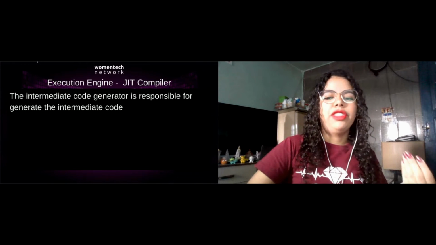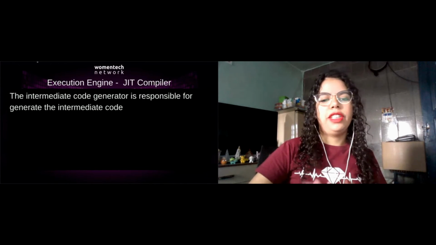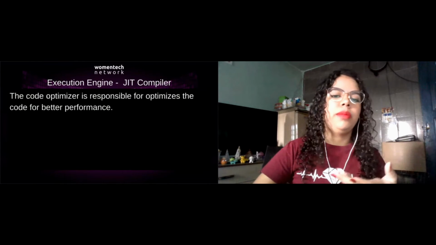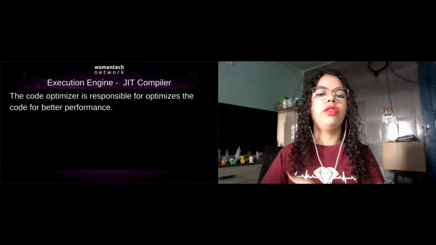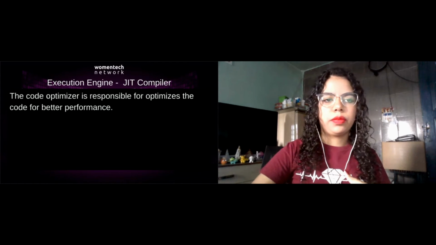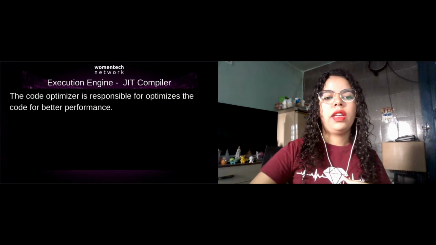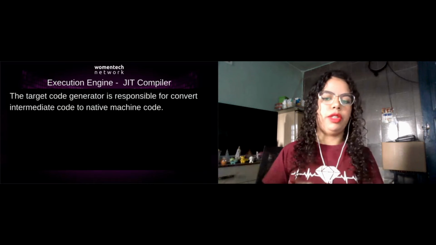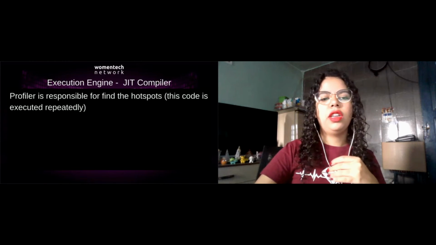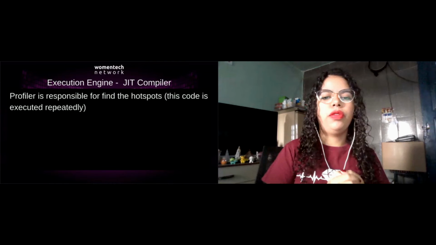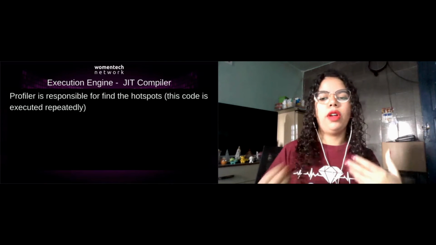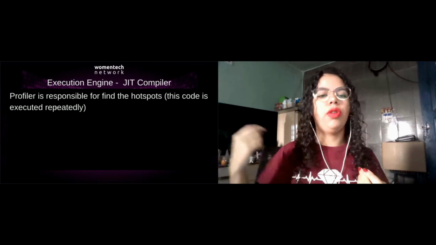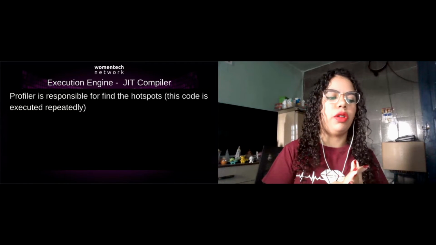The intermediate code generator is responsible for generating the intermediate code. Sorry. The code optimizer is responsible for optimizing the code for better performance. The target code generator is responsible for converting intermediate code to native image code, native machine code. The profiler is responsible for finding the hotspots. Hotspots are code that is executed repeatedly many times. It is the same code executed. We call this hotspots.